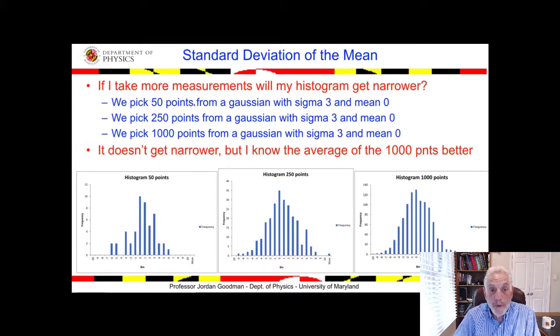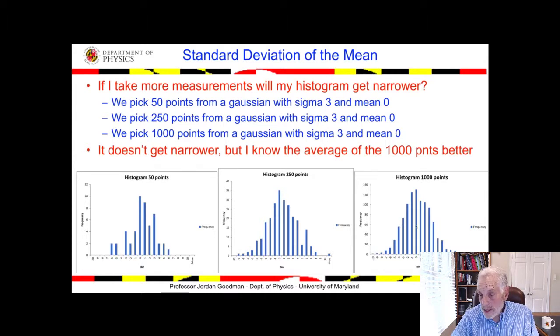Here I picked 50 points from a Gaussian with a sigma of 3 and a mean of 0. So that's this plot on the left. If we look at this plot, it kind of has a Gaussian shape, but it's a little raggedy, but I only picked 50 points. If I now take a histogram with 250 points, same width, same mean, you can see it's centered around the same place, but it's looking more and more Gaussian. And if I take 1,000 points, it looks much, much more Gaussian, but it has the same width. It has a sigma of 3.